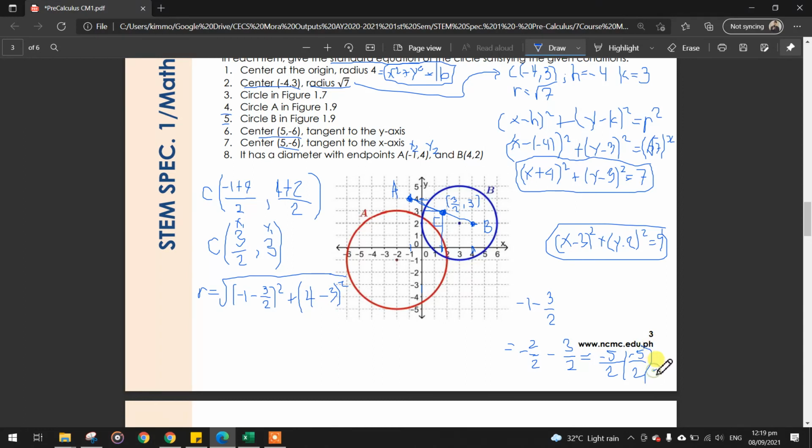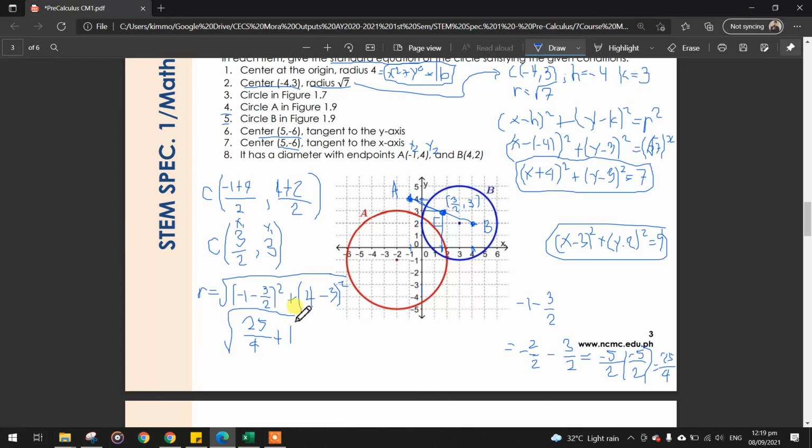And to multiply fractions, negative 5 times negative 5 is equal to positive 25. And 2 times 2 is equal to 4. So, meaning this is equal to 25 over 4. Okay? So, that is this part. So, plus 4 minus 3 is 1. Then, 1 squared is equal to 1. So, it is just 1.